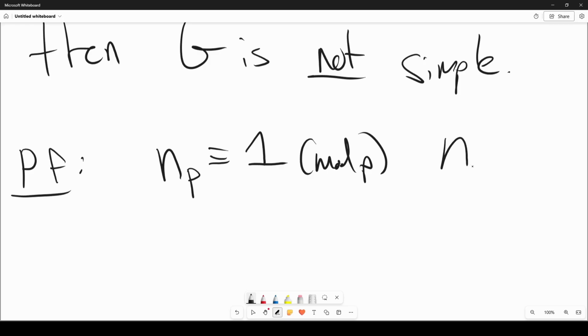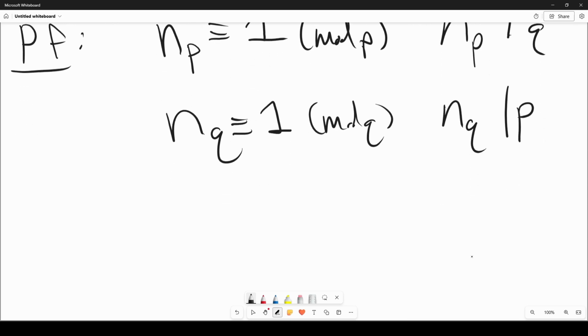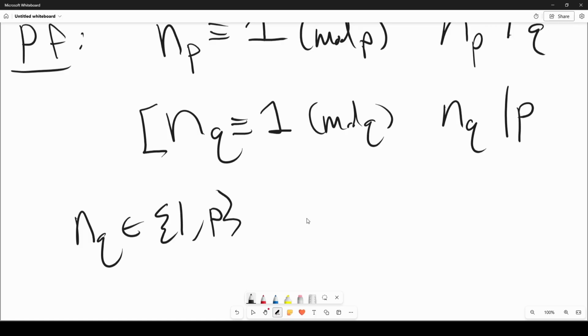And I get that N_P has to divide Q, because PQ divided by P is Q. And N_Q is 1 mod Q. So there's 1 mod Q Sylow subgroups. And N_Q has to divide P, because PQ divided by Q is P. Well, I can actually just look at this. If N_Q is 1 mod Q, and N_Q has to be either 1 or P, well, let's say that N_Q was P.